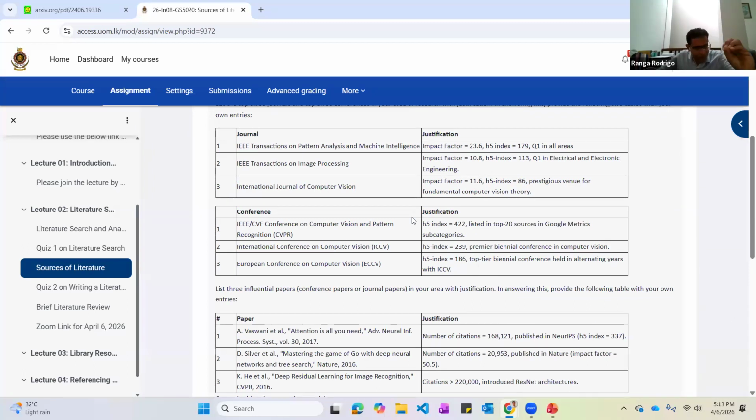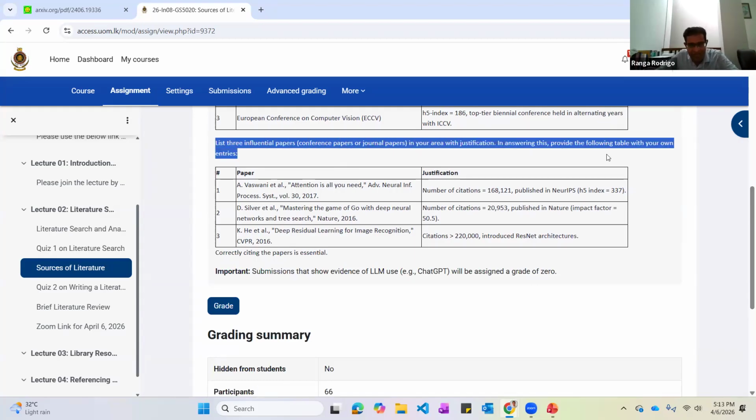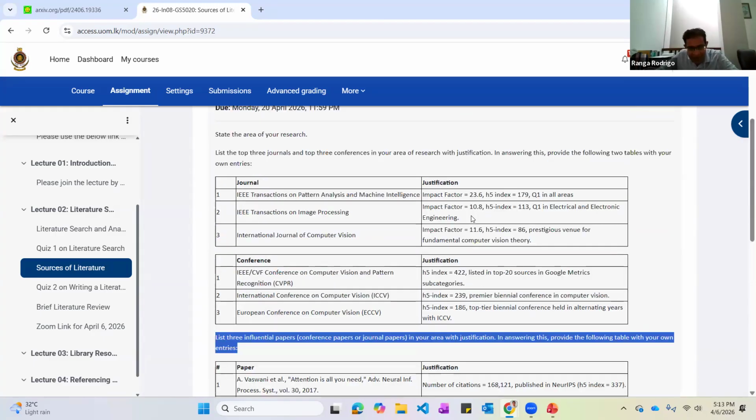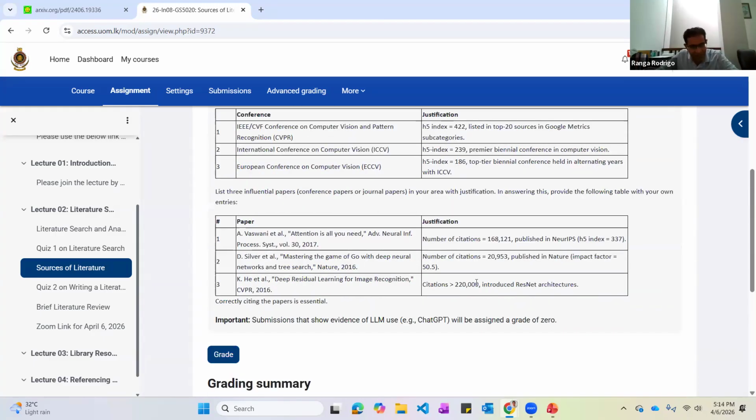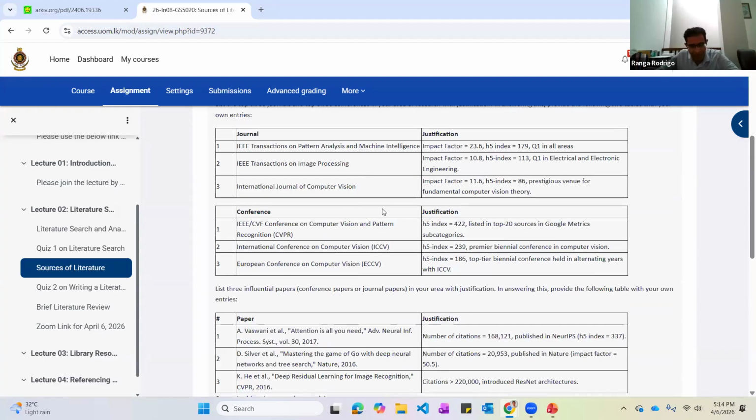Then those are the sources, the journals or conferences, but they are not papers. Then I'm asking you, list 3 influential papers, conference papers or journal papers in your area with justification. In answering this, provide the following table. So I need to see this table, and this table. That's all I need to see. And state the area of research and put your index number.